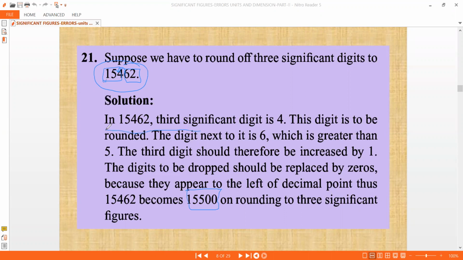Let's read this. In 154.62, the third significant digit is 4, which is the digit to be rounded. The digit next to it is 6, which is greater than 5. The third digit should therefore be increased by 1. The digits to be dropped should be replaced by zeros, because they appear to the left of the decimal point. Thus, 154.62 becomes 155.00 on rounding to 3 significant figures. So this is the idea I want to inculcate. Now let us move on to the next question.